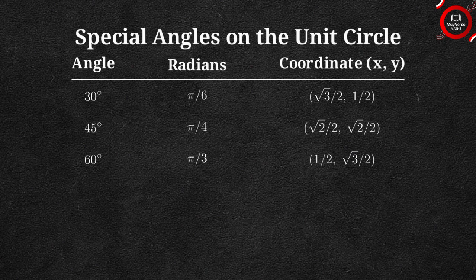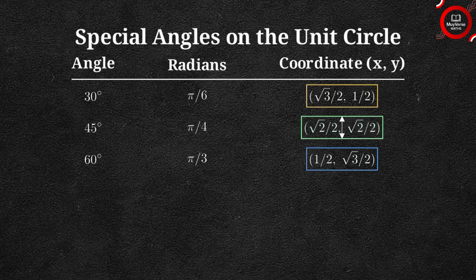The 30-degree pair and the 60-degree pair swap their values. And 45 has the same value for both coordinates. That's the key idea. 3 special angles, their radians, and repeating symmetric coordinate values.